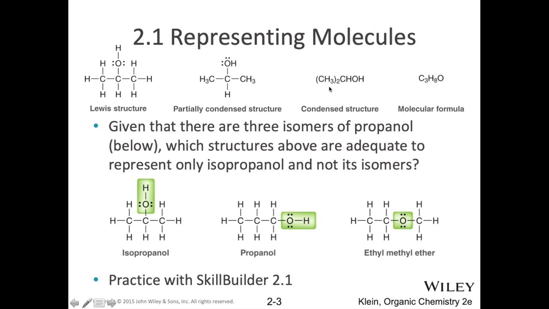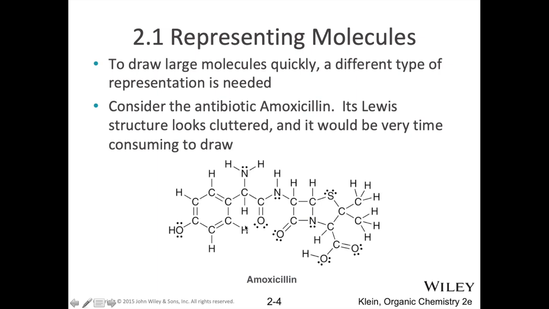Even the condensed structure, I think, would work pretty well. But again, if you're not as familiar with condensed structures, it'd be easy to make a mistake when looking at your isomers of your two alcohols here. Okay, so my point is that that gets the job done, but it's definitely not infallible.